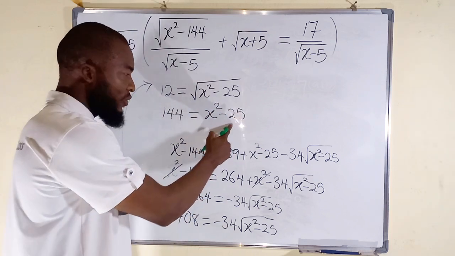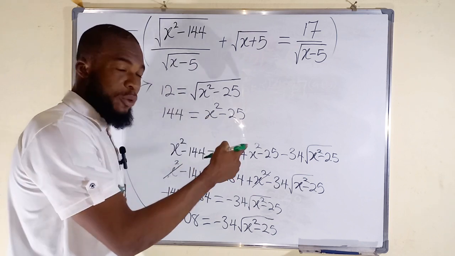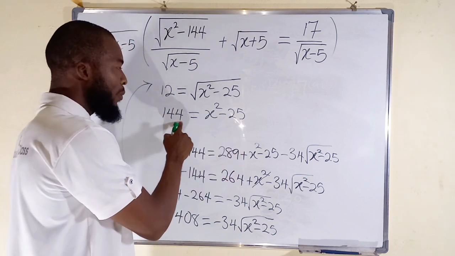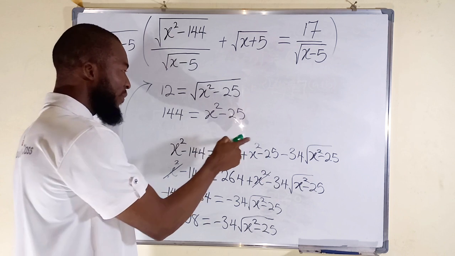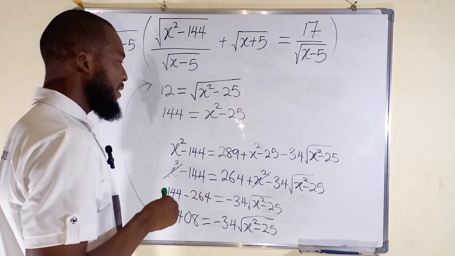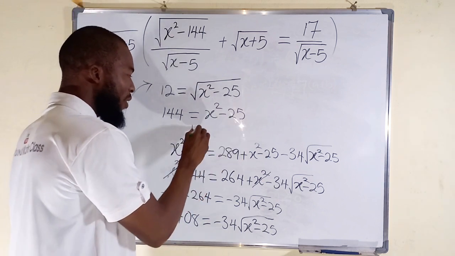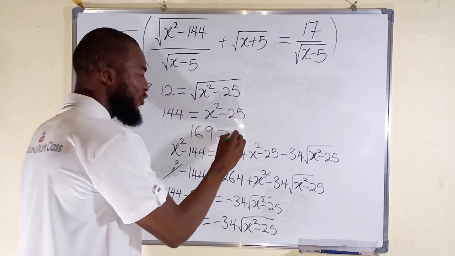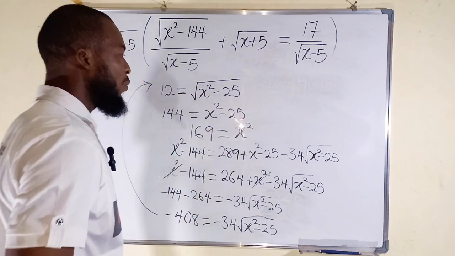So now let us bring this one to the left hand side. It is going to become positive. We have 144 plus 25, that will give us 169. So we have 169 equal to x squared. We're almost done.